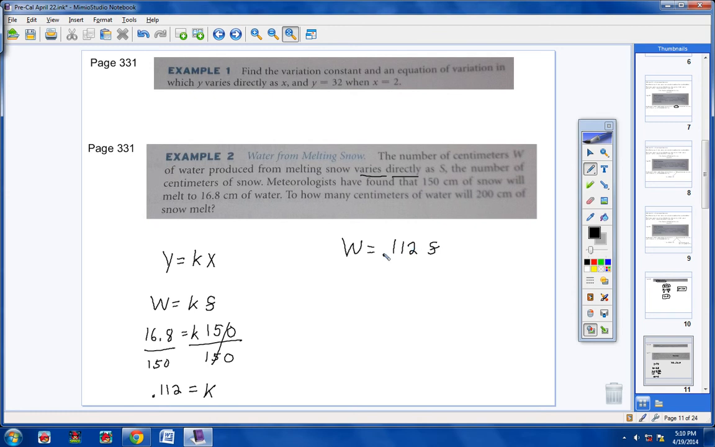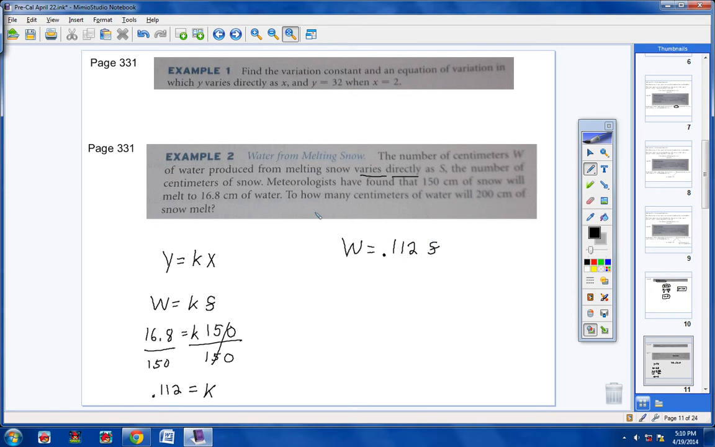Now here's why that's helpful. I now have a model in which at any time you can give me how much snow we have, and I can tell you how much melted water you will get, or you can tell me how much melted water we have, and I can tell you how much snow we had before that. And so this is a very helpful model.